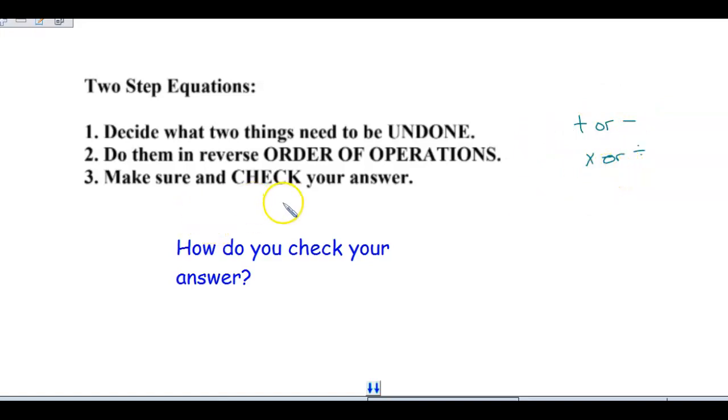Always make sure to check your answer. And how would you do that? How would you check your answer? If you said that you can just plug what your answer was for the variable back into the equation to see if both sides are equal, that is correct.